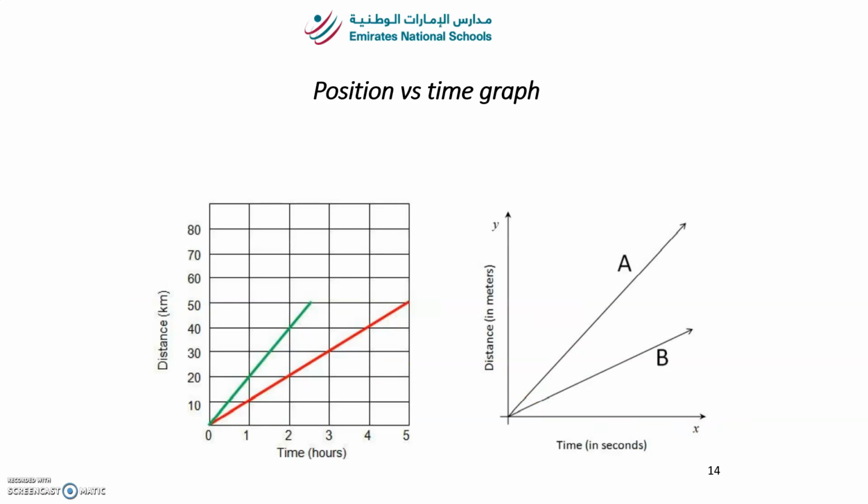Here, if I give you different lines and ask which one of these lines will have the highest velocity, it will be the steepest slope. This one, the green one, is the steepest slope. You can check yourself. Find rise over run for the green one. Rise is 50, over run, around 2.5. And check for the red.